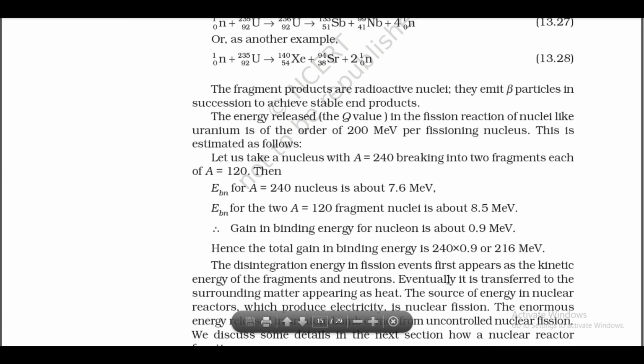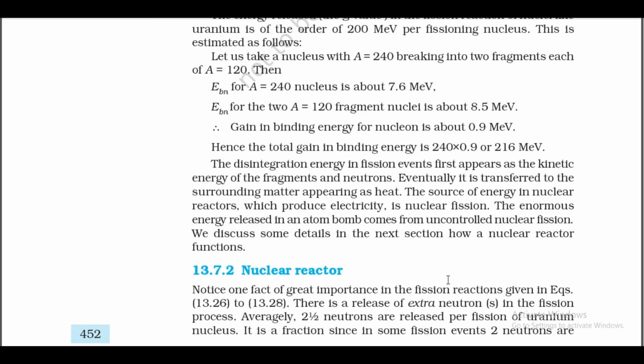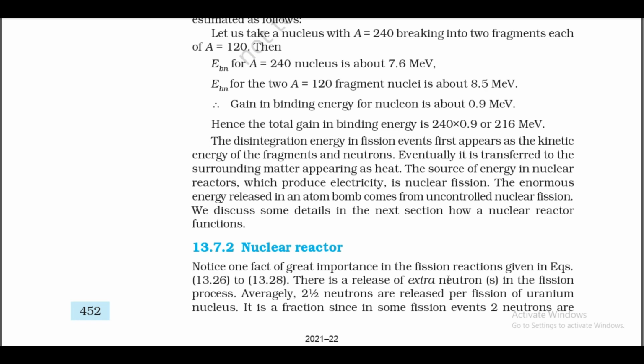The energy release, the Q value, in the fission reaction of nuclei like uranium is of the order of 200 MeV per fissioning nucleus. This is estimated as follows. Let us take a nucleus with A equal to 240 breaking into two fragments each of A equal to 120. Then EBN for the A equal to 240 nucleus is about 7.6 MeV. EBN for the two A equal to 120 fragment nuclei is about 8.5 MeV. Therefore, the gain in binding energy per nucleon is about 0.9 MeV. Hence, the total gain in binding energy is 240 times 0.9, or 216 MeV.